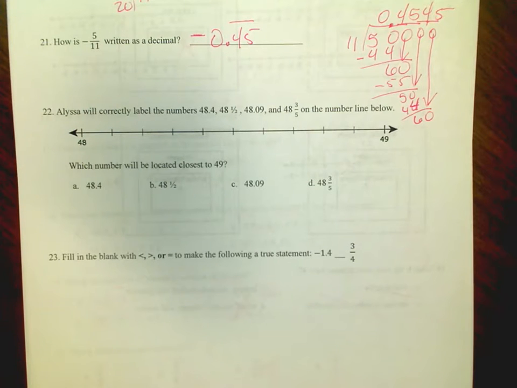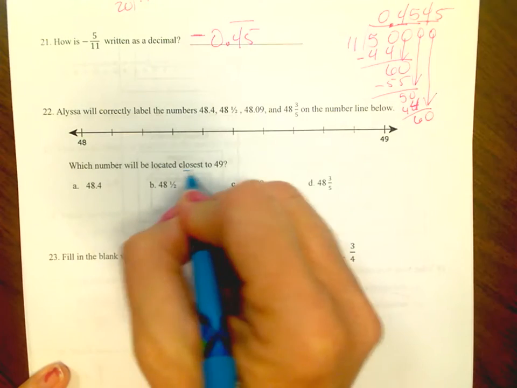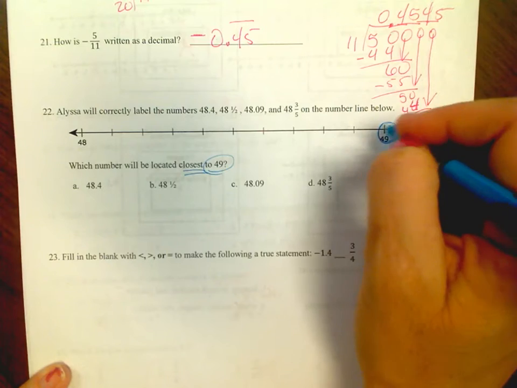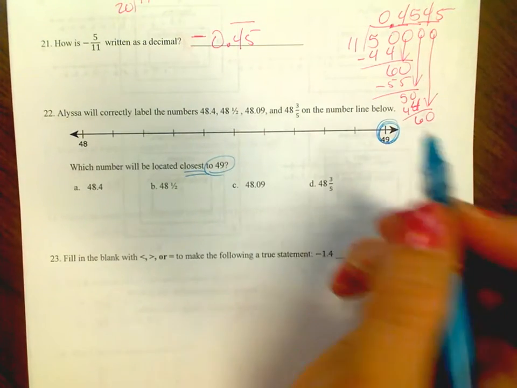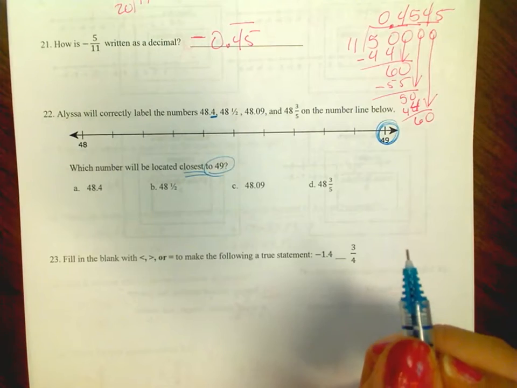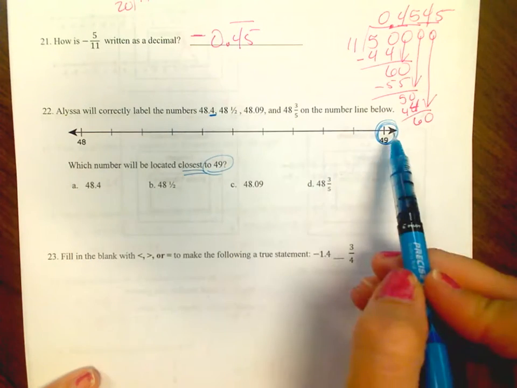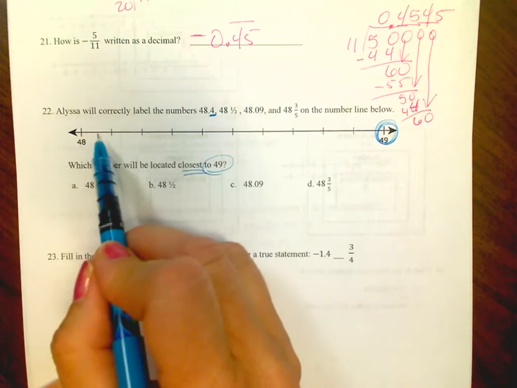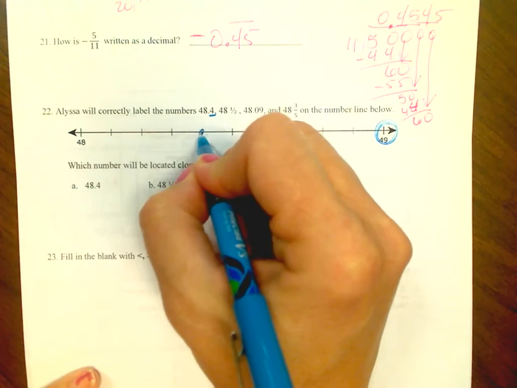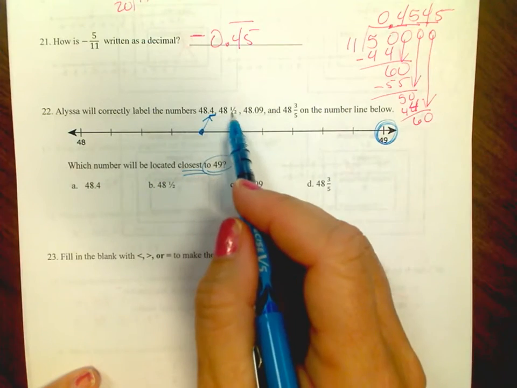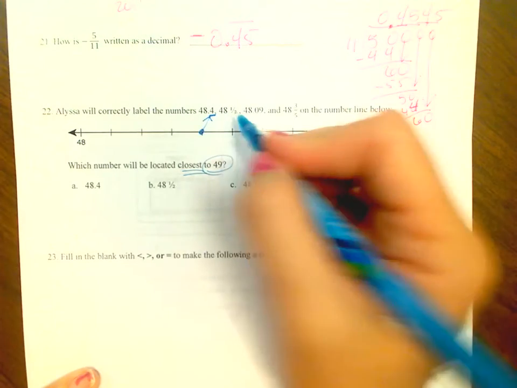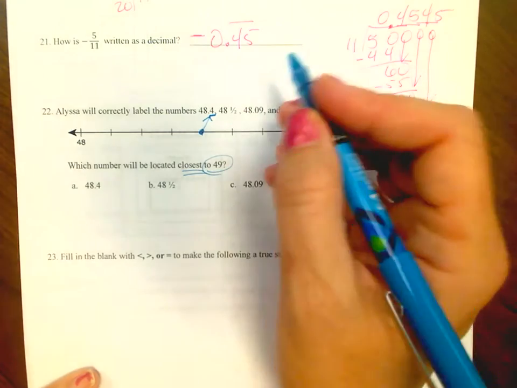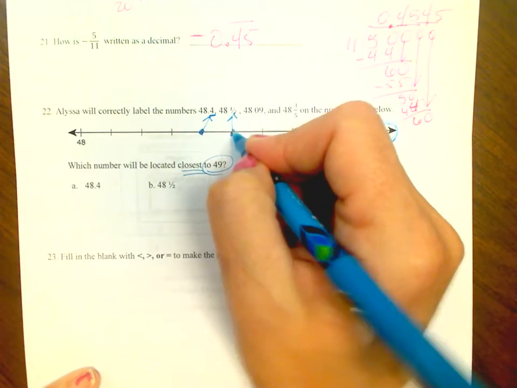Number 22. Alyssa will correctly label the numbers on the number line below. Which number will be located closest to 49? So this is what I want. Look at your tenths. Here's 48, here's 49. These are your tenths. So 48.4 would be 1, 2, 3, 4. 48.5, and 1/2 as a decimal is 0.5. So that one would be there.